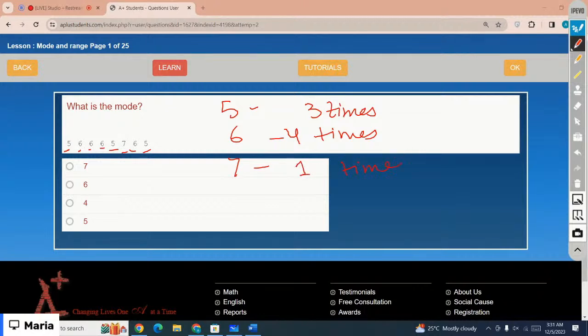So which number do you see most of the time? The number that appears the most of the time is the mod value. So 6 is the mod because you can see 6 the most of the time. 6 appears 4 times. So 6 is the mod. Got it? The correct option is 6.